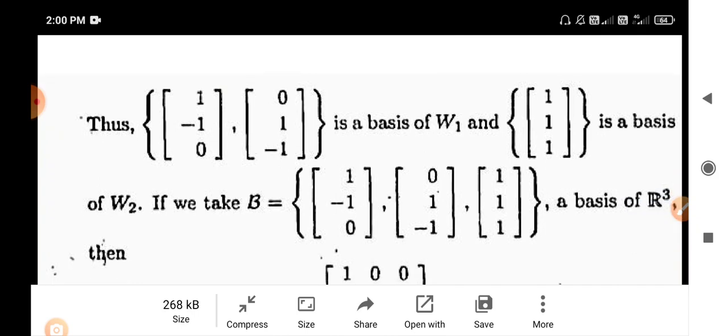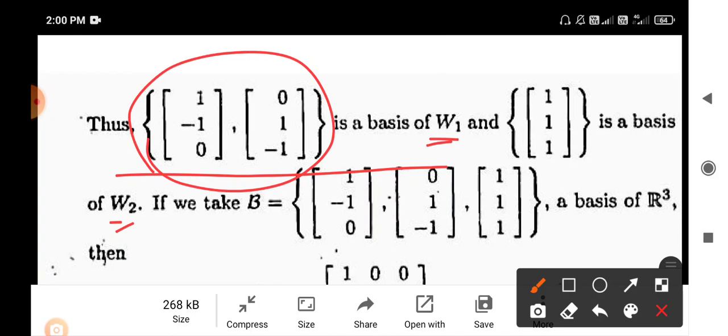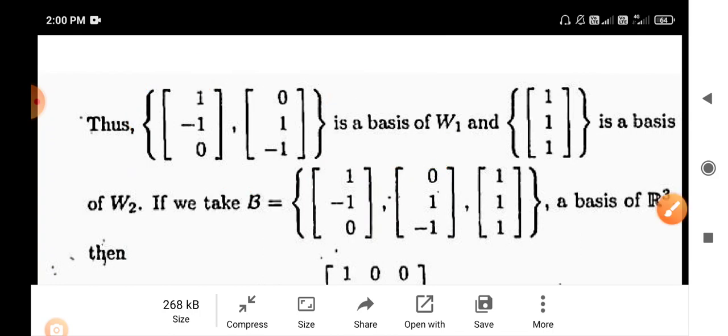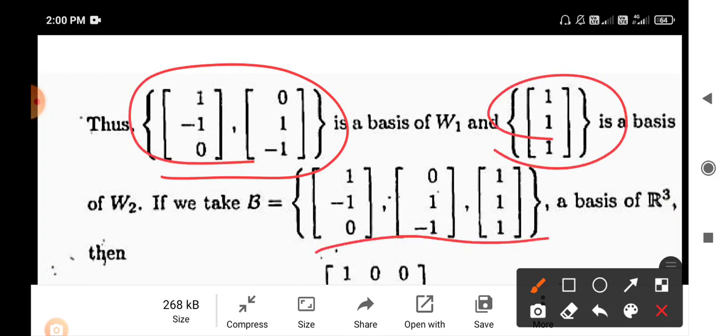So in the previous example, we have two subspaces, say W1 and W2. If (1, -1, 0) and (0, 1, -1) is a basis for W1, and (1, 1, 1) is a basis for W2, then the dimension of W1 is 2 and the dimension of W2 is 1. Taking B as a union of basis elements, B equals B1 union B2, it can be written as (1, -1, 0), (0, 1, -1), (1, 1, 1). It is a basis of R3.